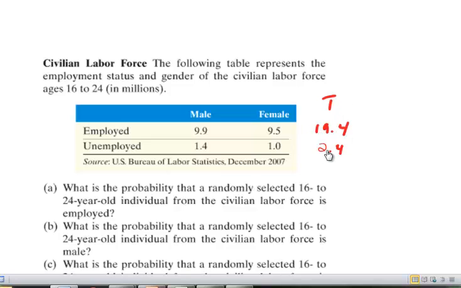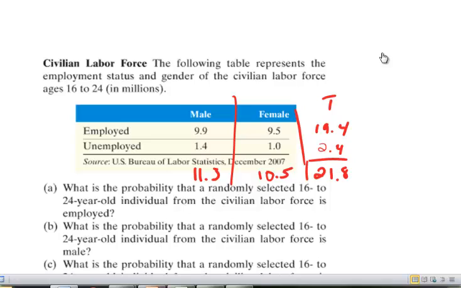And then also come down this way too. So 9.9 plus 1.4, that was 11.3. And then 9 plus 1.5, that's an easy one, 10.5. And then you want to go ahead and add across here. It's 21.8. So 21.8 total people were in the labor force. So that's something you definitely want to know. The total number of people is 21.8 million.